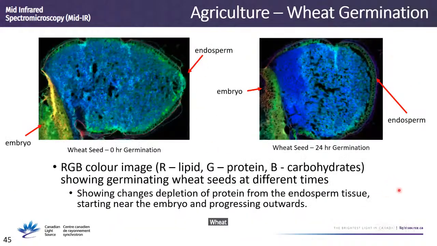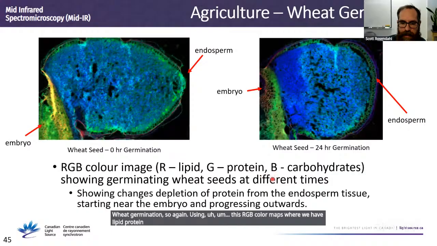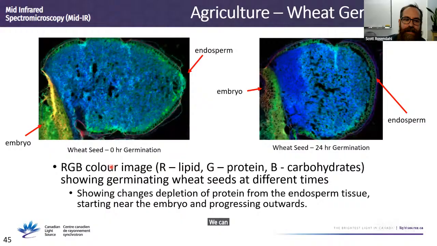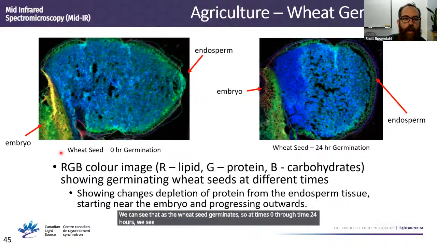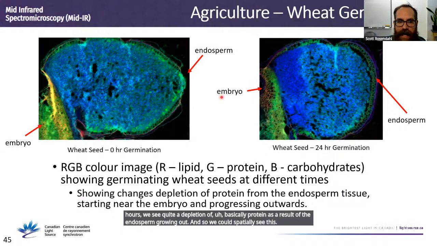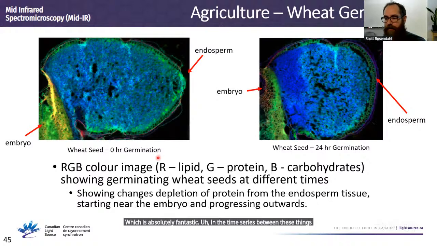Wheat germination. So again, using these RGB color maps where we have lipid, protein, and carbohydrates in their representative colors. We can see that as the wheat seed germinates, so at time 0 through time 24 hours, we see quite a depletion of basically protein as a result of the endosperm growing out. And so we could spatially see this, which is absolutely fantastic. In the time series between these things, we could watch and monitor the growth of all these things.